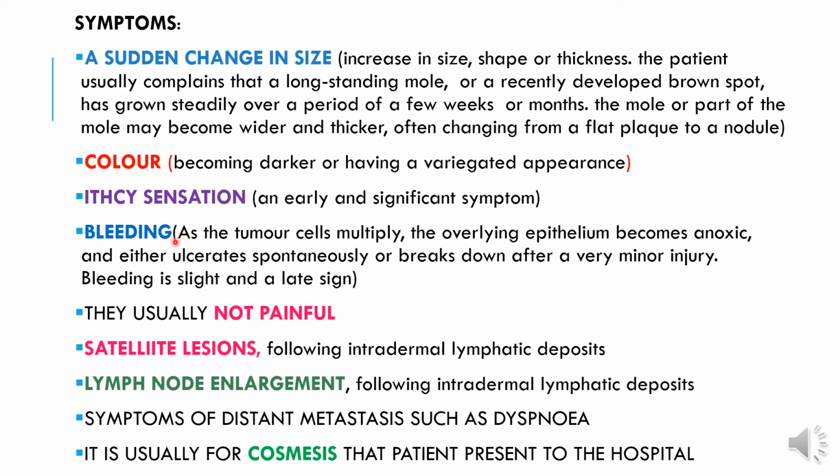Bleeding. Now, bleeding occurs as the tumor cells multiply. The overlying epithelium becomes anoxic and either ulcerates spontaneously or breaks down after a very minor injury, usually following vigorous itching. Bleeding is slight and a late sign. They are usually not painful, so it's important to remember that malignant melanoma are usually not painful, except maybe they become so if they ulcerate and then become infected.